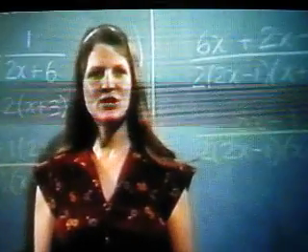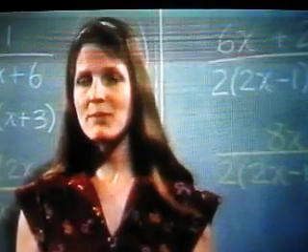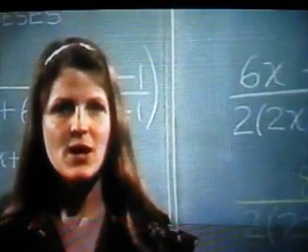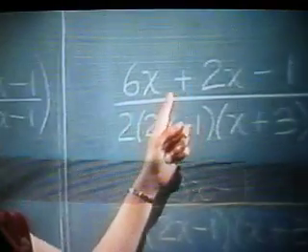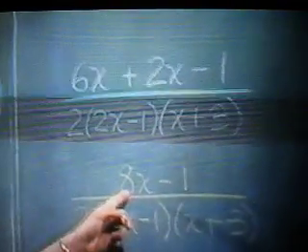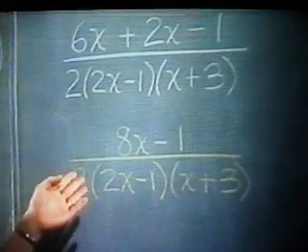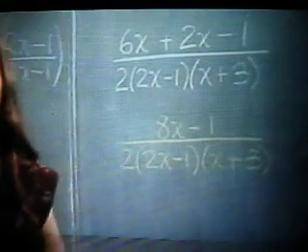Now we do the addition and subtraction, but remembering, as we learn in algebra, to combine only like terms. So 6x plus 2x combine to 8x, but we can't combine the ones with x's, so that's as far as we can go. That's our answer.